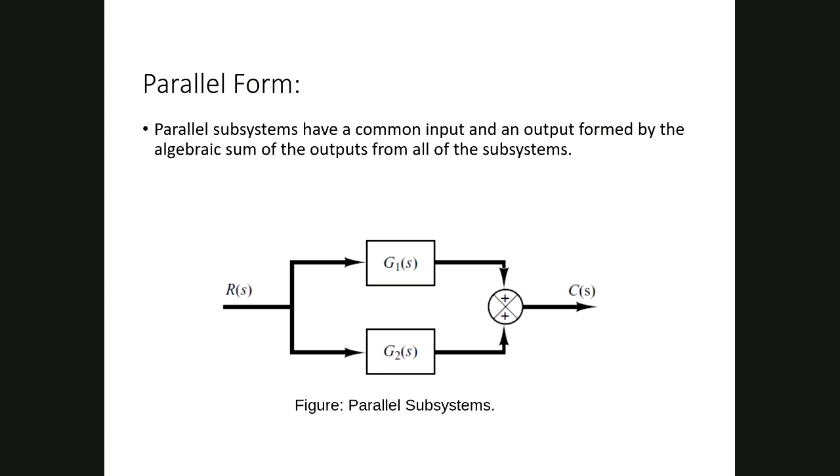So now, what if we have these systems in parallel? For example, here you see we have R. It goes into G1 and goes into G2 so that we'll get C of S. By looking at it, we already know what will happen. So you see we have the plus sign here, the plus sign here. So if we combine them into one block, it will just be G1 plus G2.